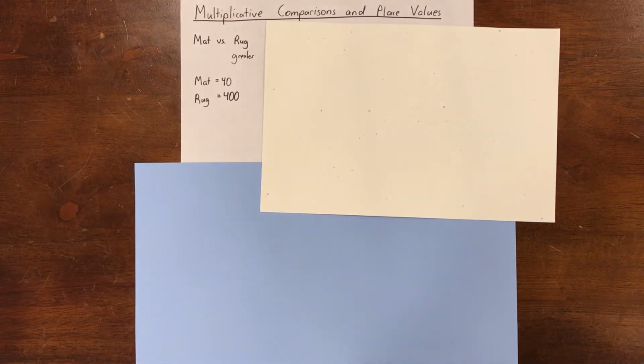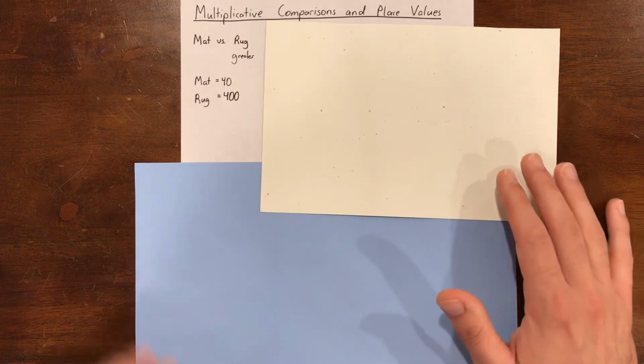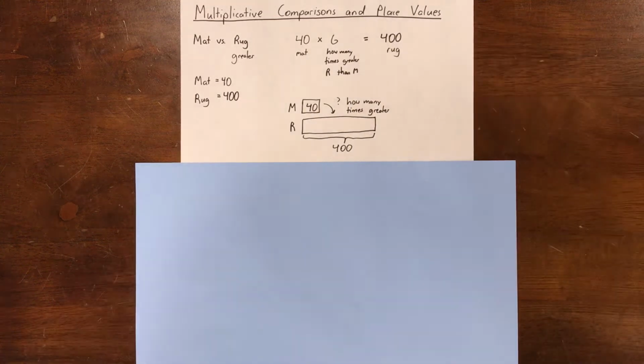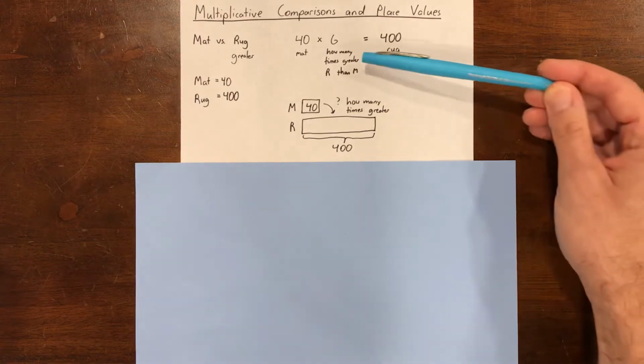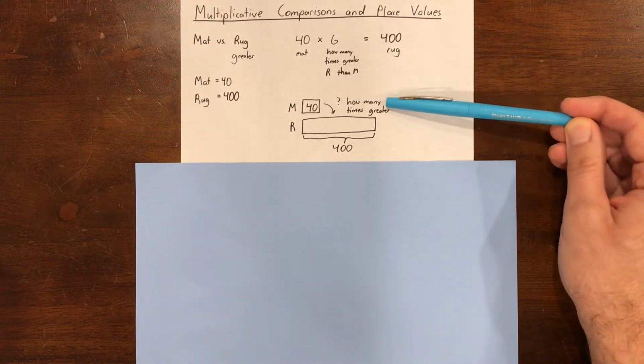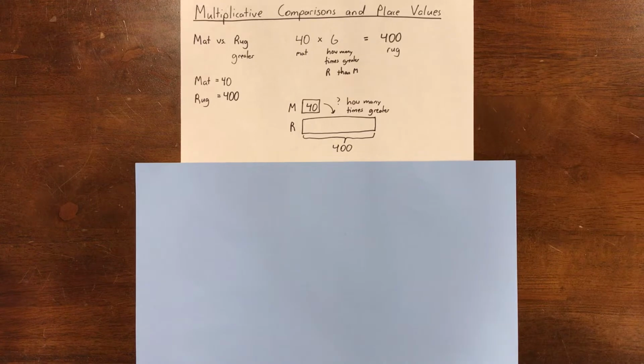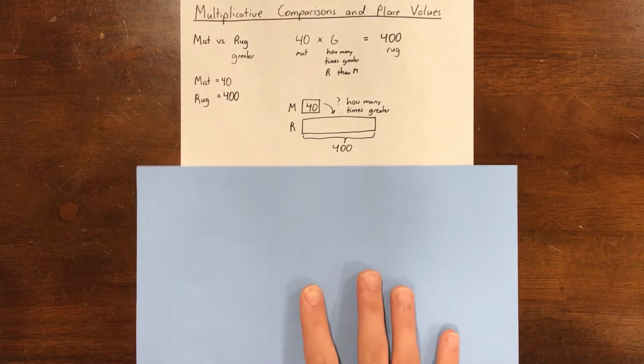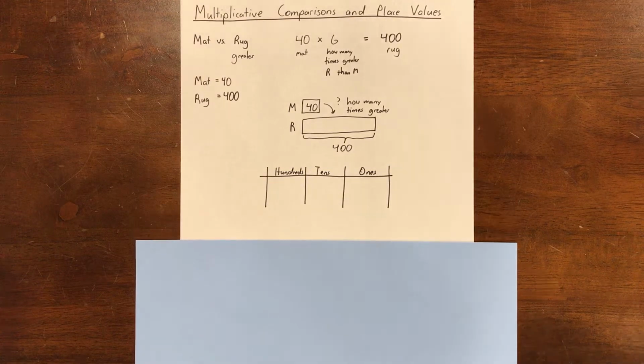There's a lot of ways we could represent this. One is a tape diagram. Another is a number sentence. Here's an example of both. In both cases, we can see that we're trying to figure out how many times greater the rug is than the mat. Okay, so a different way that some of you probably also use to represent is a place value chart. So let's think about how we could use that tool to represent and solve this problem together.